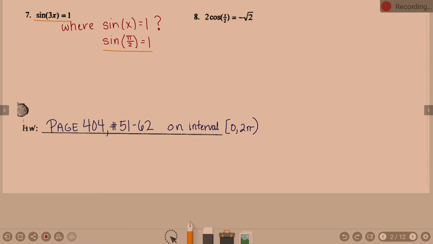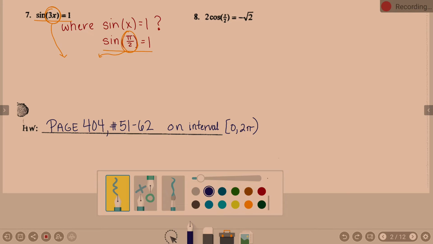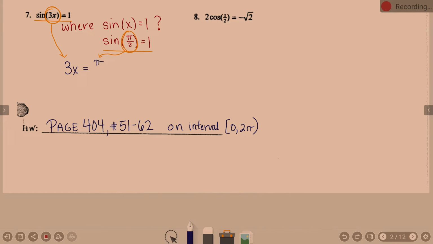So at that point, what can we say? 3x and pi over 2 are in the same locations in an equivalent statement. So I can make the equation, if you will, that 3x equals pi over 2. Can we solve for x? How do I get x by itself?